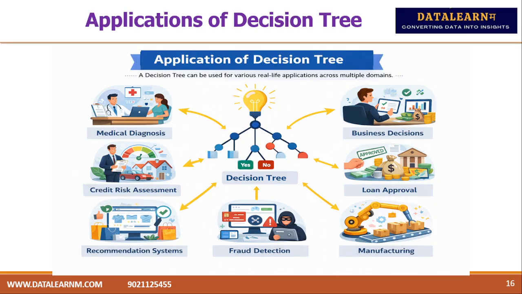Applications you can find in any field: medical diagnosis, credit risk management, whether a person will stay with you or not, recommendation systems, business decisions, loan approval, manufacturing, education, movie recommendation. Everywhere you can find applications. So these are some things related to a decision tree. We'll try to implement the model tomorrow.